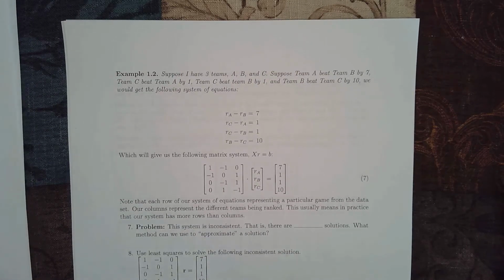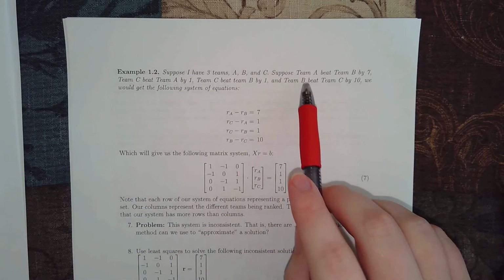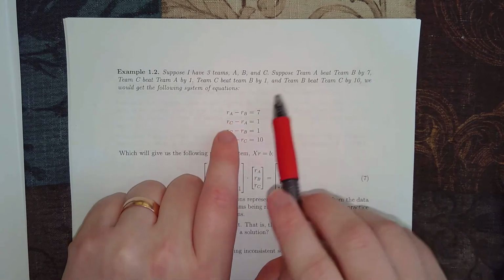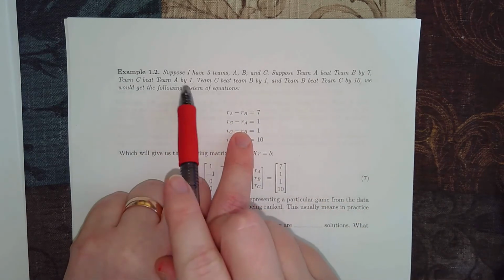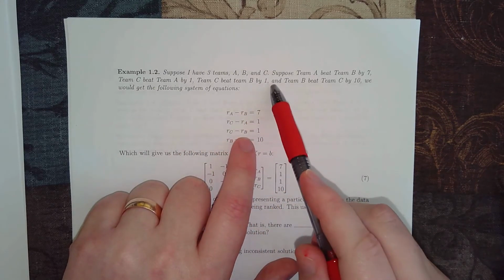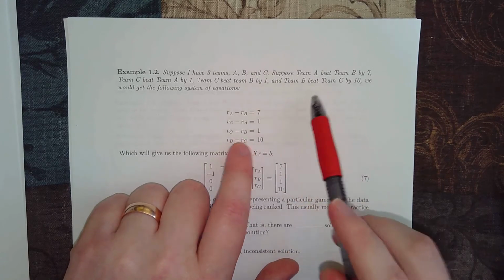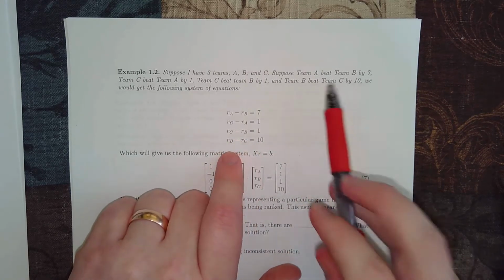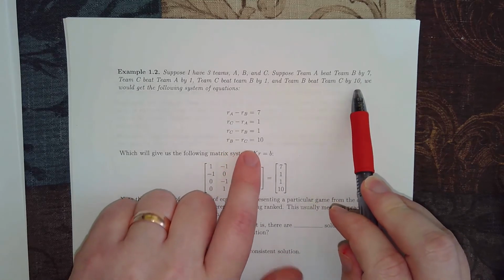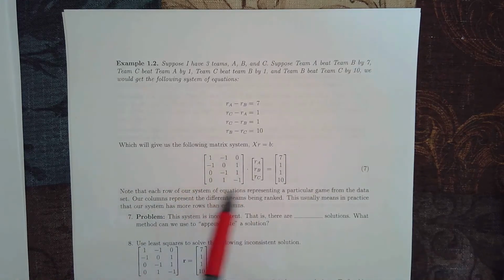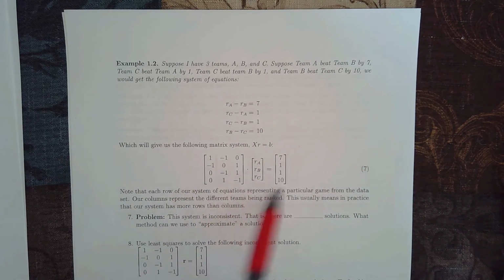So let's take a look at an example. Suppose we have 3 teams, A, B, and C, and then A beats B by 7, so A minus B equals 7. C beats A by 1, so C minus A equals 1. C beats B by 1, so C minus B equals 1. And B beats C by 10, so B minus C equals 10. This gives us this system of equations, and this would give us the following matrix system to try to look at.